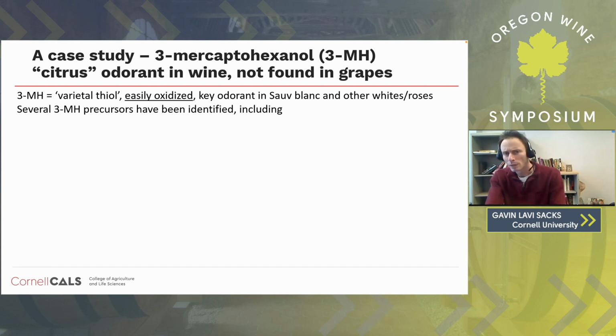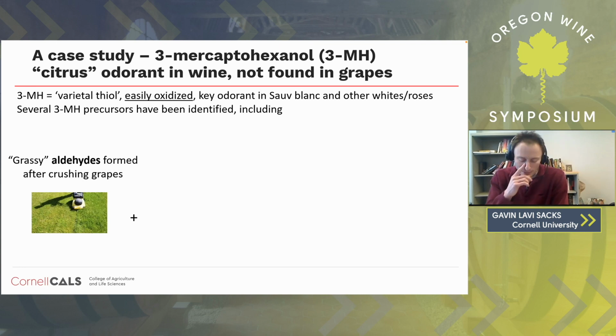There's a number of pathways that have been identified for 3-MH precursor formation, but here's one of them that's been particularly well understood. So you take a neutral grape variety like Chardonnay or Pinot Grigio, and you crush them up. Typically, it doesn't smell like a finished Chardonnay or finished Pinot Grigio. Most often, at least with the grapes that we have here in New York State, it smells like someone who's just mowing the lawn. It smells grassy or green.